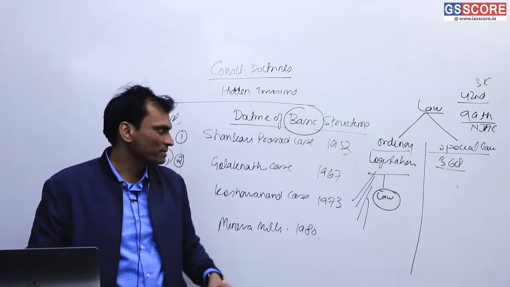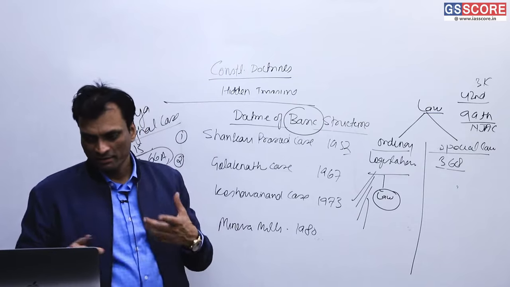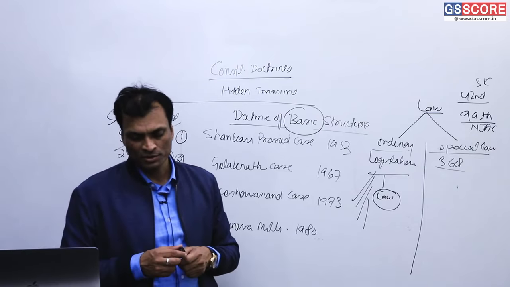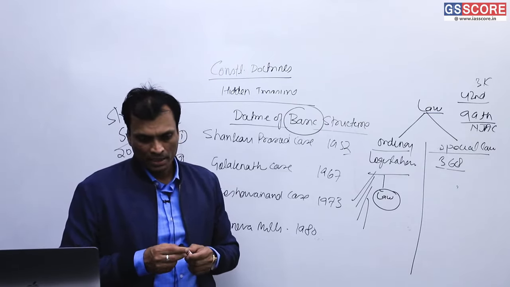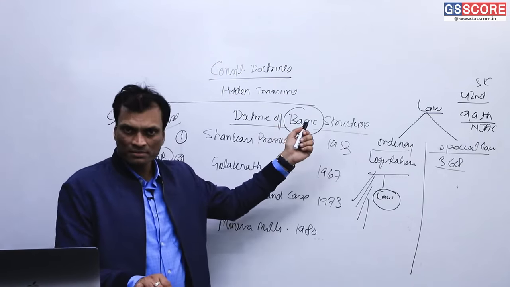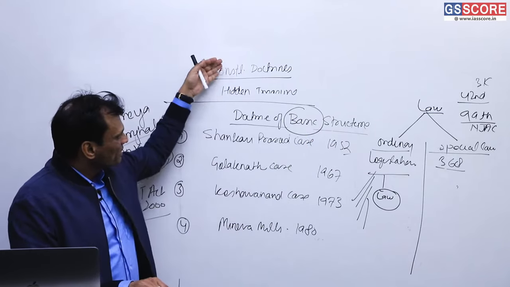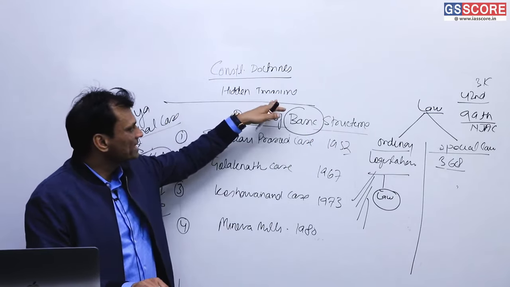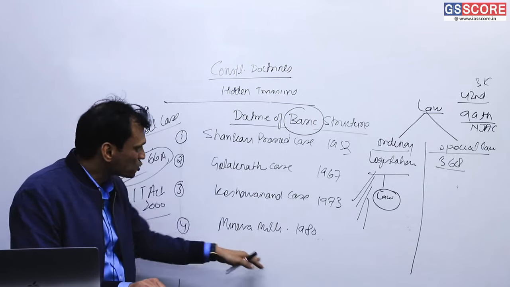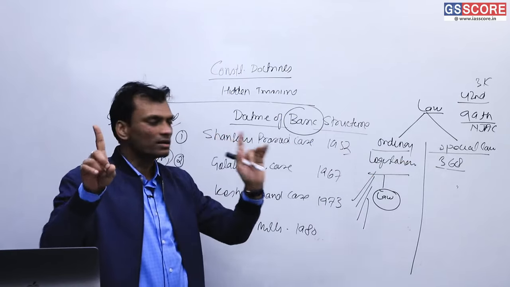Okay, so questions you may keep. I told you we will meet again, maybe on 20th or 21st of this month, on the same topic. Think on it, what I'm saying. And I'm taking only basic structure. So why we are going for this is that when I say constitutional doctrines are hidden treasures, you can understand that so many things are there. So what all answers can you write?